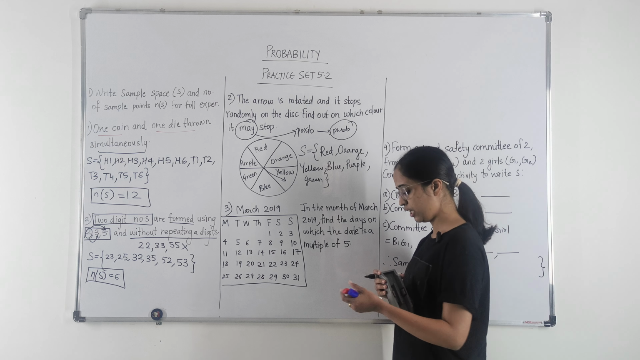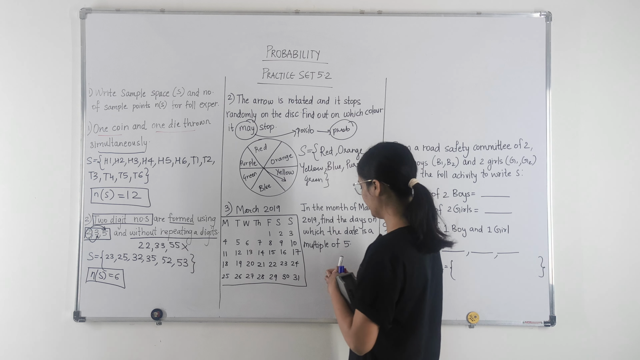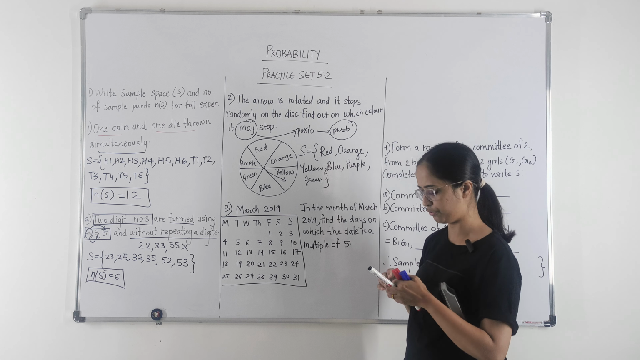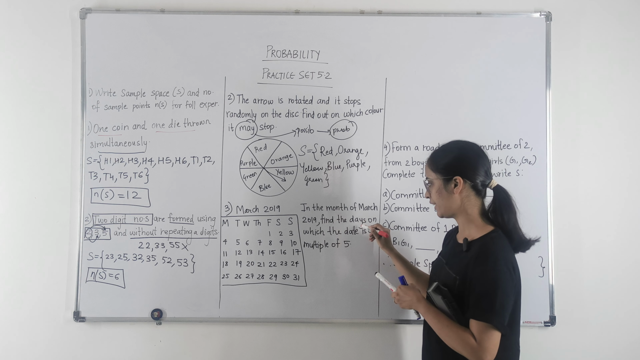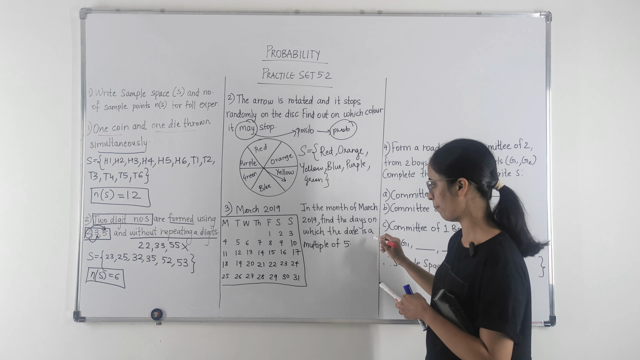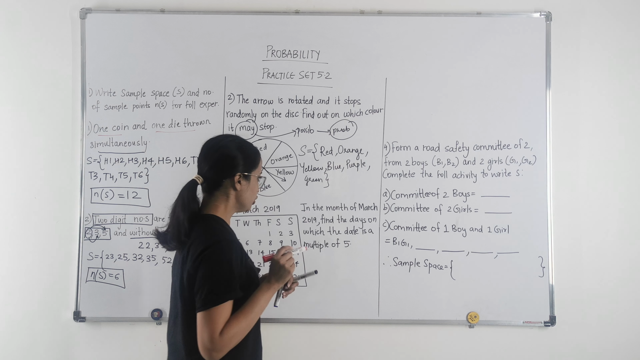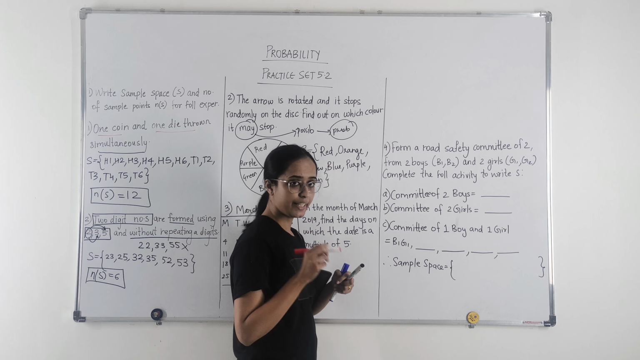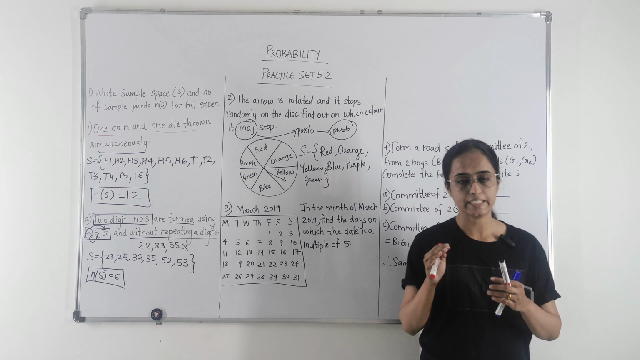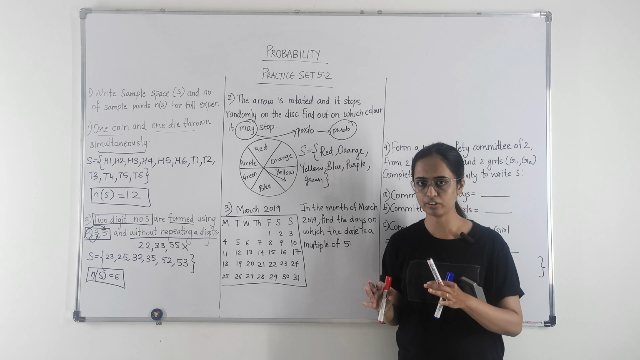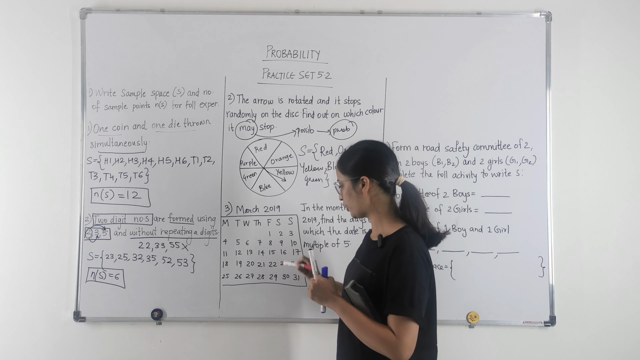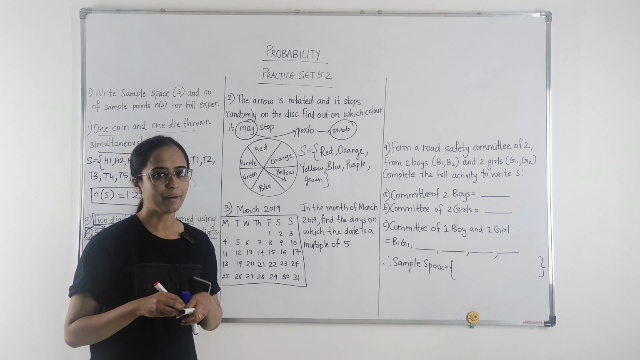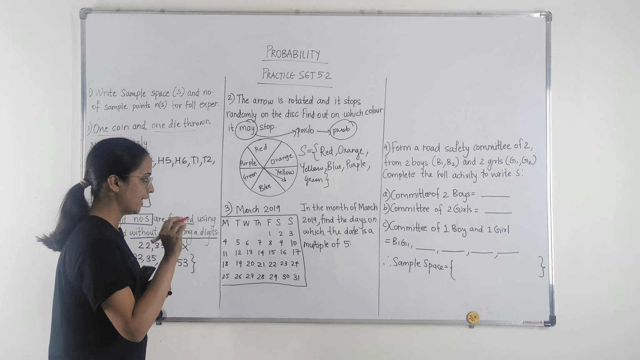Now question number 3. Here if you see, the month of March for the year 2019 is given in the calendar form. You are supposed to find the days on which the date is a multiple of 5. You are supposed to find कि कौन से days पे the date that comes on those days is a multiple of 5. First of all, between numbers 1 to 31, try to locate or try to find the multiples of 5 on the calendar itself.